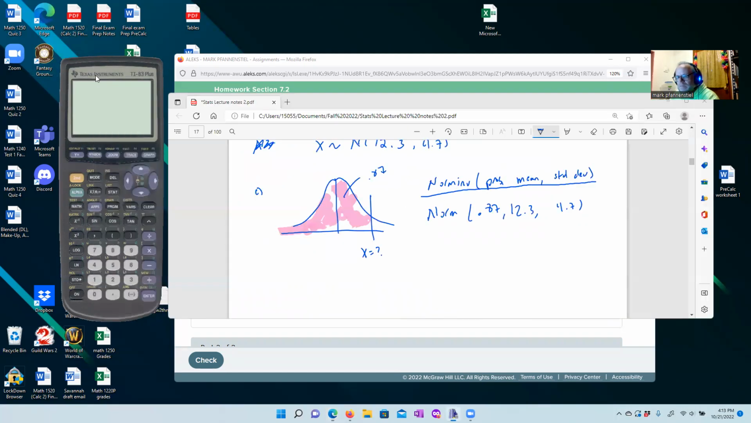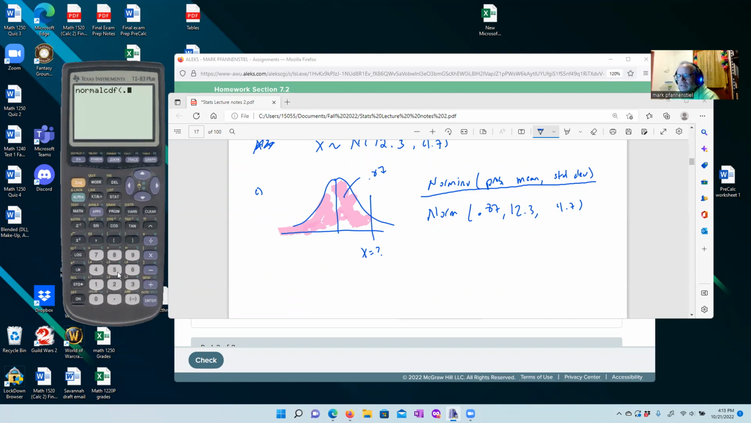Go ahead and maybe turn it on, clear it. Then we're going to say second function, distribution. Again, I urge you to practice with the tool you're going to use to take your quiz. Normal CDF, 0.87, and then we have 12.3. Practice in a safe way. Don't make the first time you practice this your quiz.